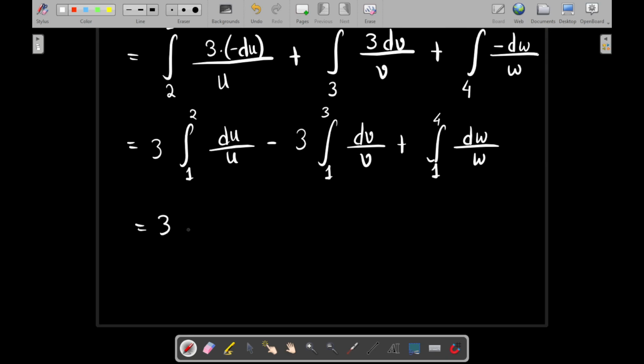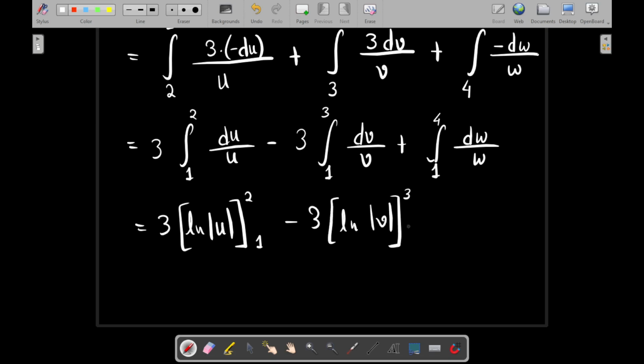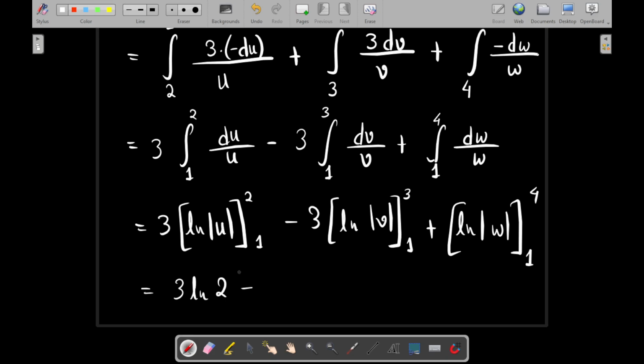So this becomes 3 times ln mod u, limits from 2 to 1, this one becomes 3 times ln mod v, limits from 1 to 3, and this one becomes just ln mod w, limits from 1 to 4. Now if we put the values of these limits here, this becomes 3 ln 2 minus 3 ln 1, but ln 1 is 0. If you want you can write it, but this term will become 0. So the first part is done.